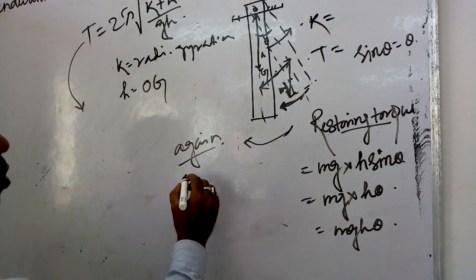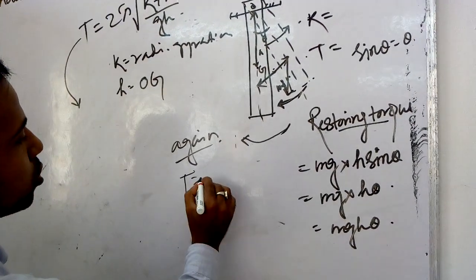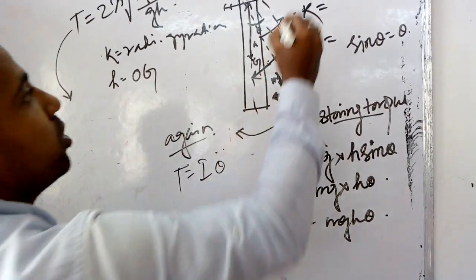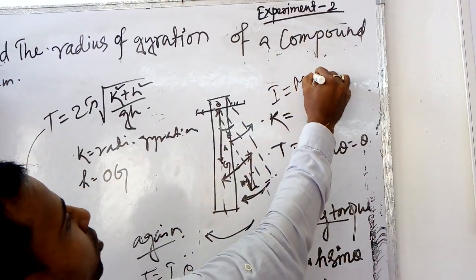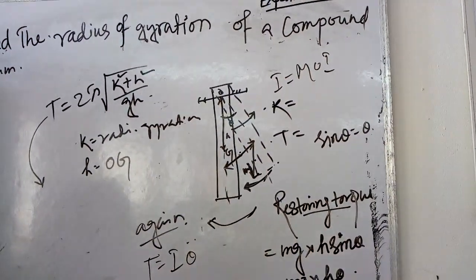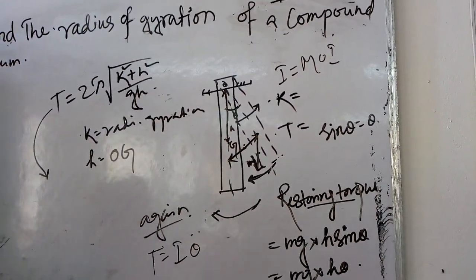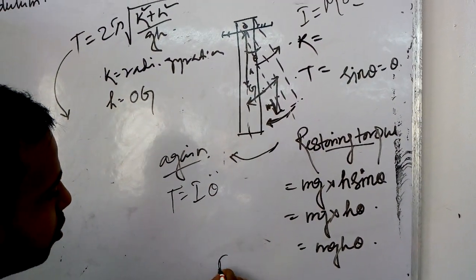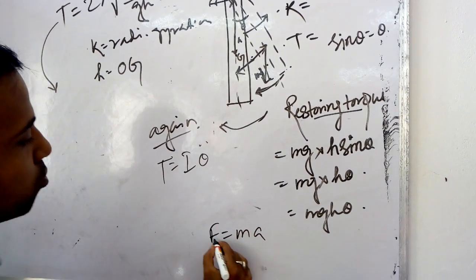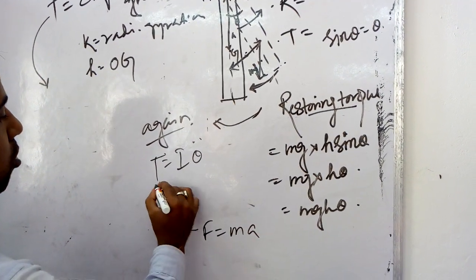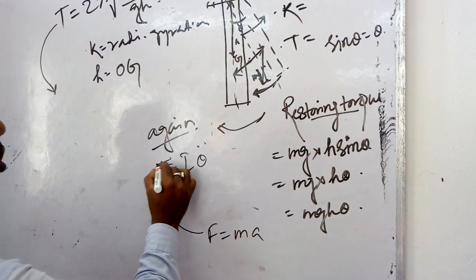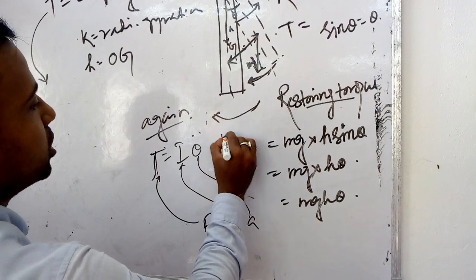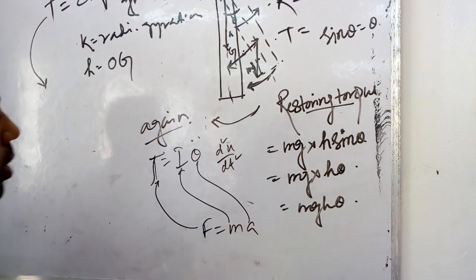Again, we know the torque equals I theta double dot. Here I is the moment of inertia of this bar, or you can say of this pendulum. So torque equals I into angular acceleration. We all know that force equals mass into acceleration. In the case of rotational motion, we consider F as torque and m as I, and acceleration as d square theta by dt square.